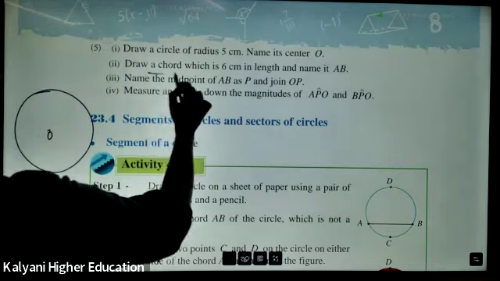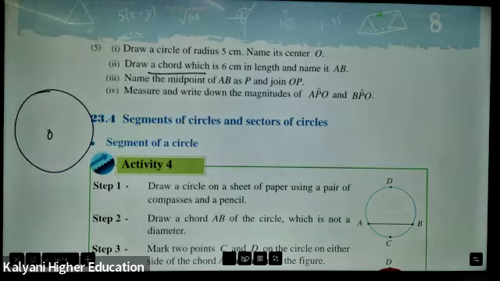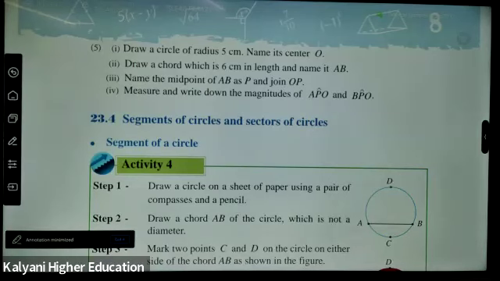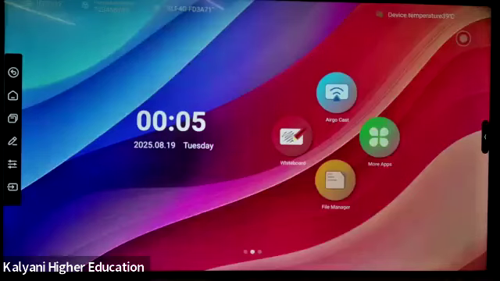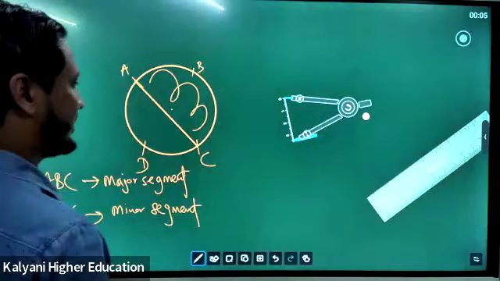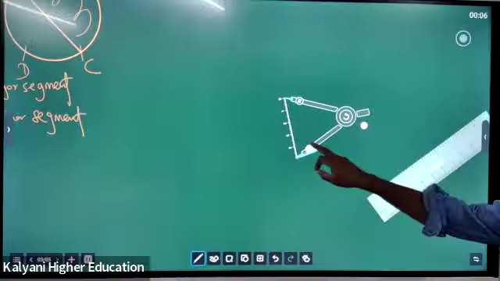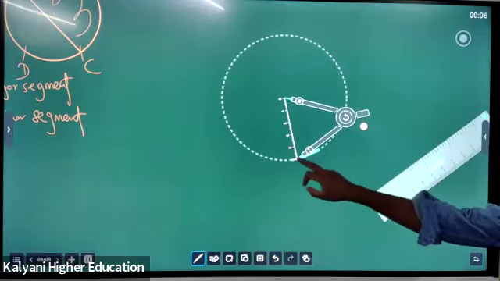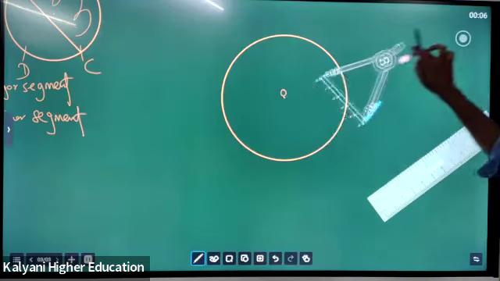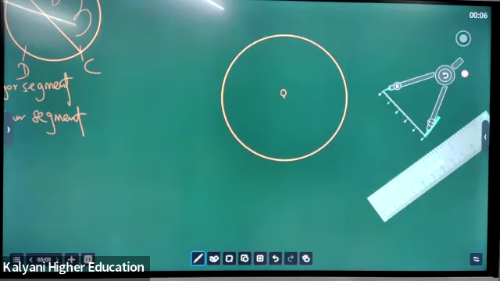How to draw a 6 centimeter chord? By the ruler is wrong. They have to use the compass. First they said draw a circle with 5 centimeter, and name the center O. Fine. Next they said a chord of 6 centimeter.